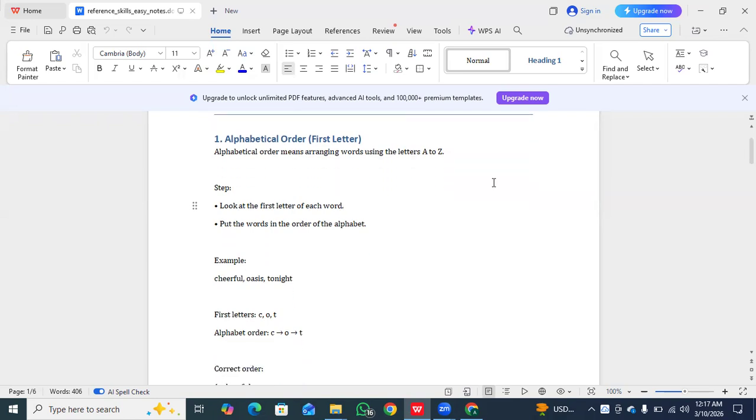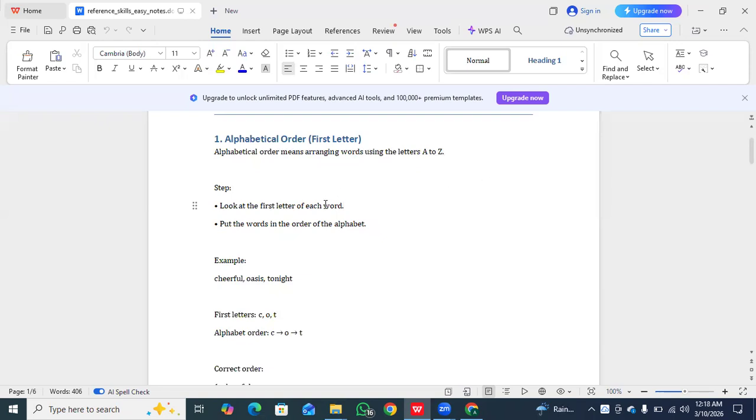Alphabetic order means arranging words according to the letters of the alphabet. We have letters like A, B, C, D, E, F, G, H, and up to Z. Alphabetical order basically means arranging words using the letters A to Z. We have simple steps in this.